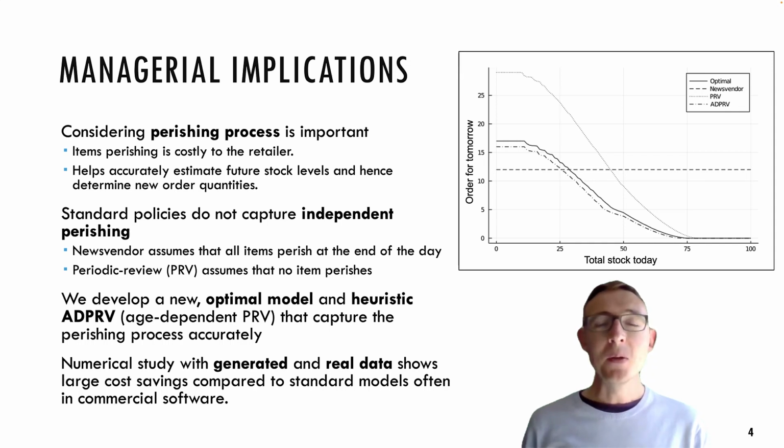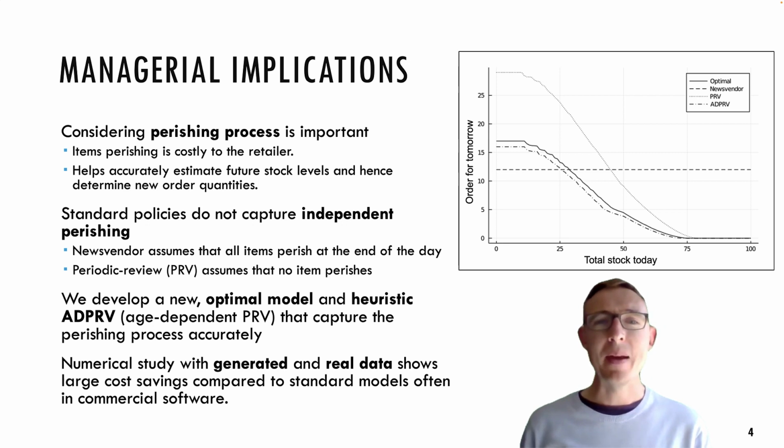Thanks, Anna. Understanding and modelling the perishing process is very important. Firstly, because we want to avoid items perishing, as the retailer clearly makes a loss on perished items, and there could even be further costs of disposal. And secondly, because perishing affects future stock levels. In other words, it affects how many bananas we will have left to sell tomorrow, which then affects how many new bananas we want to order today.